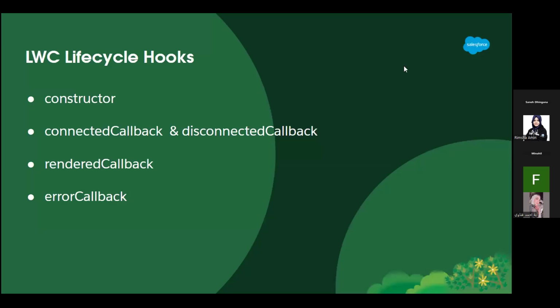There are four lifecycle hooks that we currently have in LWC. The first one is the constructor. As soon as the LWC is created, the first method that runs is the constructor. In the constructor you can easily initialize any property, any variable that you want to initialize in the beginning, before the other functions run. You can also add any value to any element of your HTML so that it initializes before the other methods. Then we have connectedCallback and disconnectedCallback.